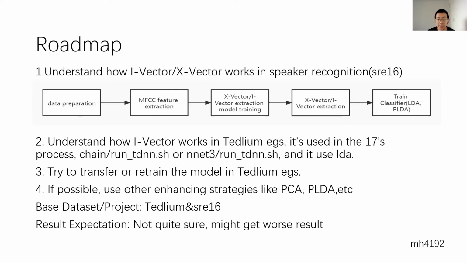As far as I know, it is used in the 17th process to run tdnn.sh. After we extract the I vectors, it uses LDA. Then we could try to transfer or retrain the model from SRE16 to the Tedlium examples. And if it is possible, we will use other enhancing strategies like PCA or PLDA. For the datasets or projects, we choose Tedlium and SRE16.